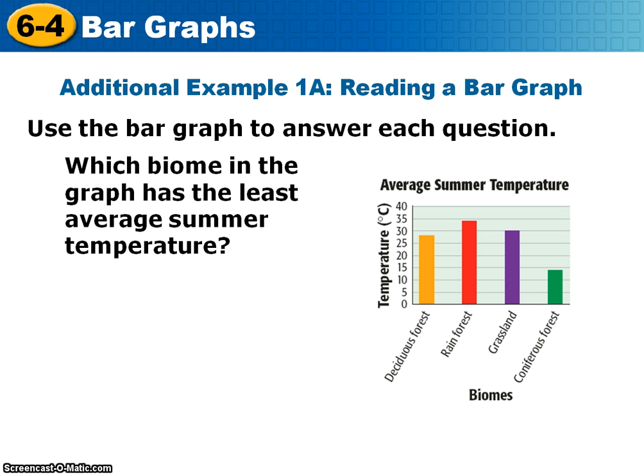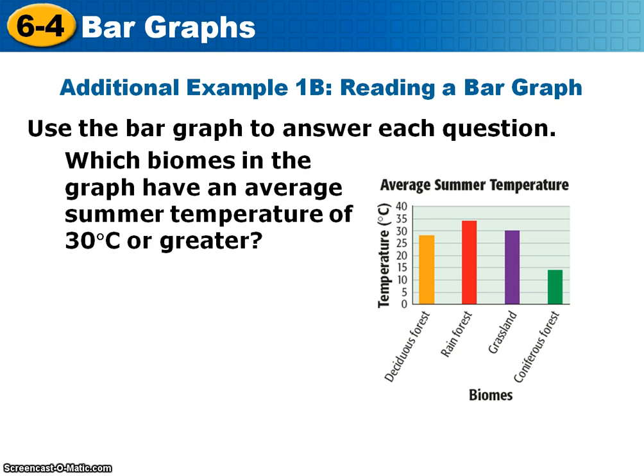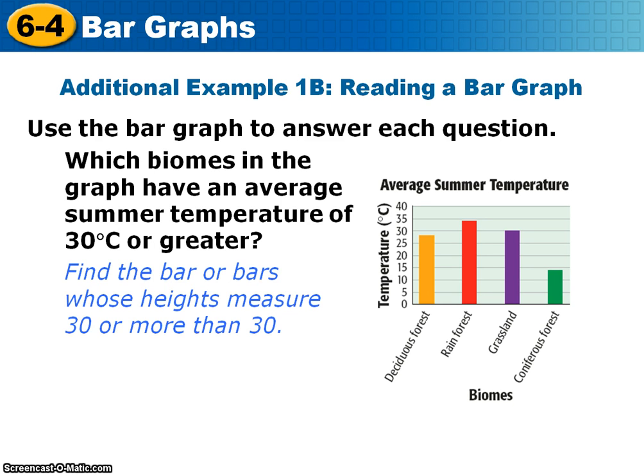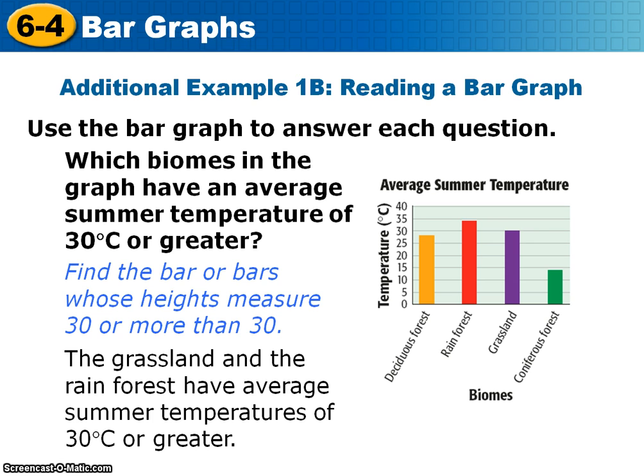Which biome in the graph has the least average summer temperature? So you go over to your bar graph, you look for the shortest bar, and that is our coniferous forest, and that is our answer. You find the lowest bar, and coniferous forest is the answer. Which biomes in the graph have an average temperature of 30 degrees Celsius or greater? Now you have to look at the bar graph and find whose bars measure 30 or more than 30. And you see that grassland and rainforest are both at 30 or higher.